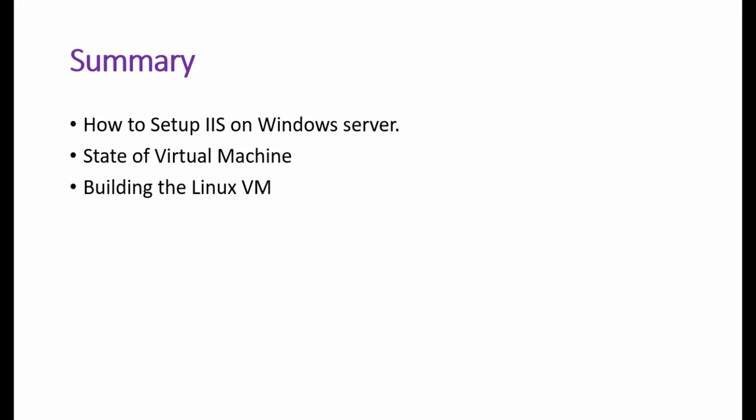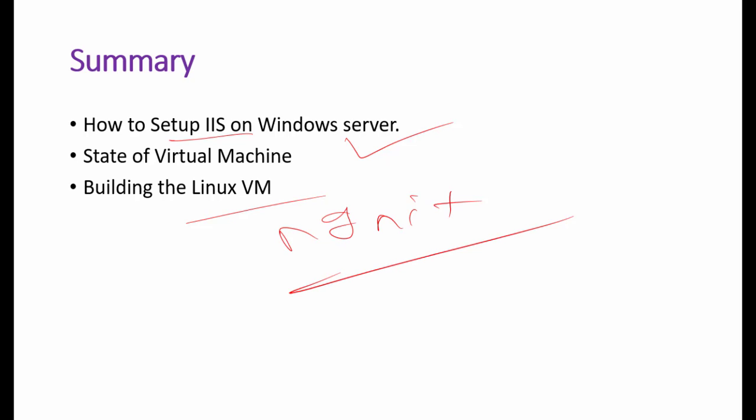So we came to the summary of this session. So in this session we have seen how to set up an IaaS on a Windows web server, and we have seen how to deploy a Linux VM on Azure, and we deployed a nginx web server on this Linux server, and we have seen the state of virtual machine. So continue to our further session. We will see more about compute and manage our resources on Microsoft Azure.